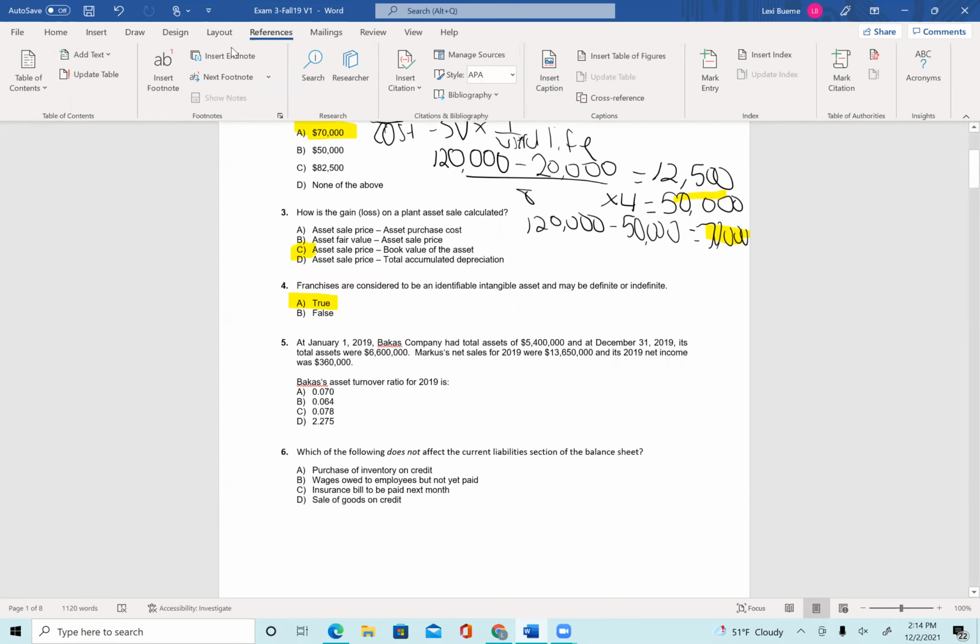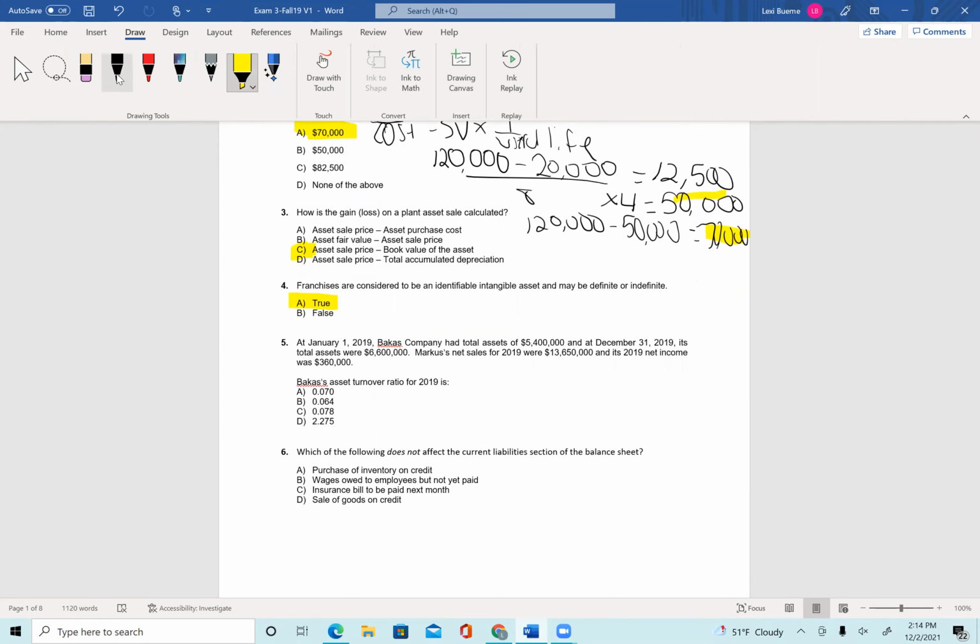At January 1st, 2019, the company had total assets of 5.4 million. As of December 31st, 2019, the assets were 6.6 million. Their net sales for 2019 were 13,650, and the net income was 360,000. So what's our asset turnover ratio? The formula is net sales over average total assets.